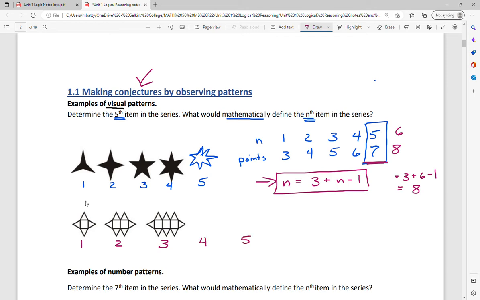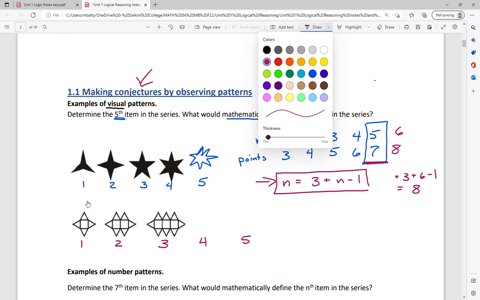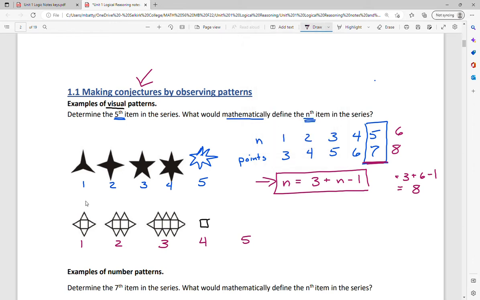I could just figure this out in pictures. And honestly, that's my go-to strategy. So I'd have 4 boxes, right? Each one is stepping up by the number of boxes, and then each box has a triangle attached to it. So there's my 4th item.